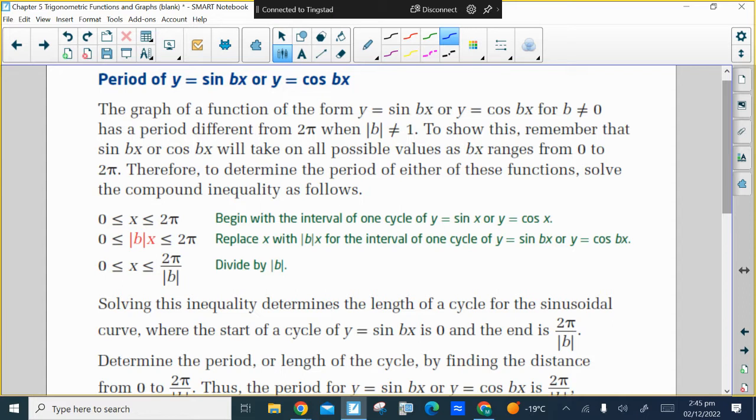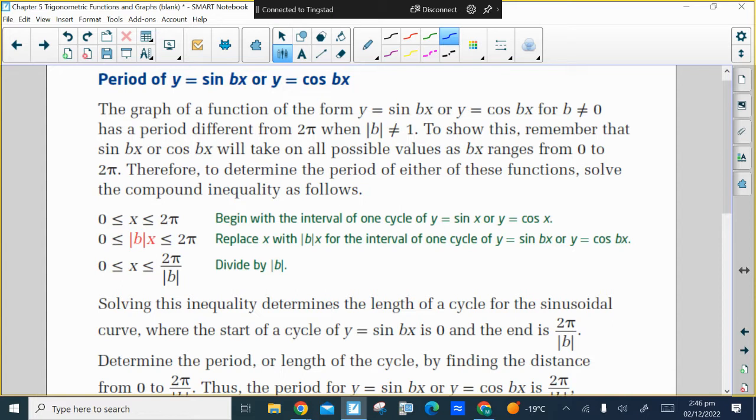Therefore, to determine the period of either of these functions, you can do it by solving this compound inequality. Basically, if x is between 0 and 2 pi for one full period, one cycle, and you put your b value in front of the x and then divide both sides by b, you'll get x is greater than or equal to 0, less than or equal to 2 pi over b. This is no different than what we did before. B causes a horizontal stretch, and the stretch factor is the reciprocal of b.